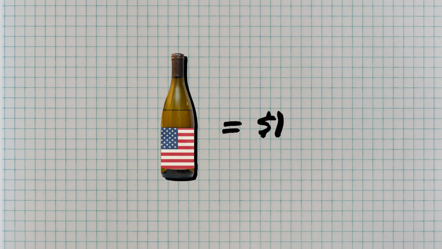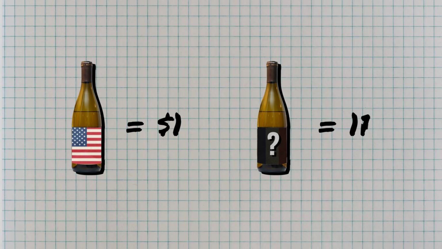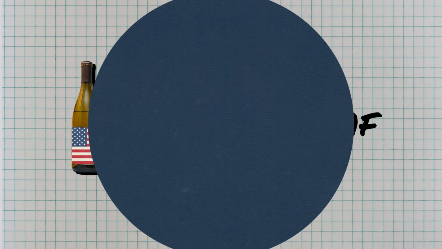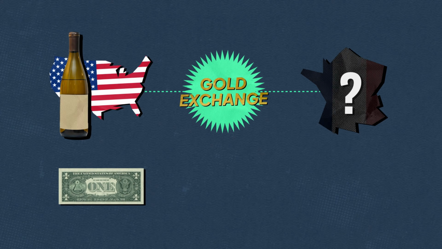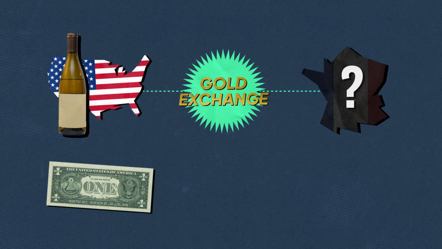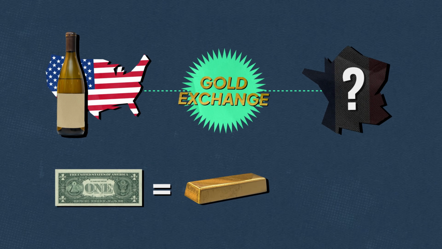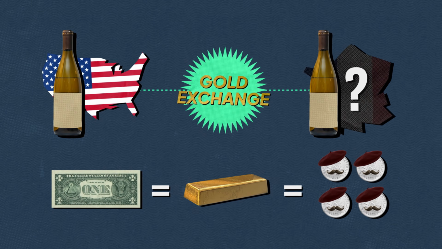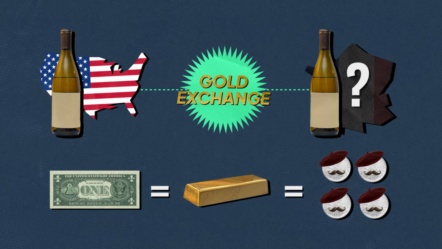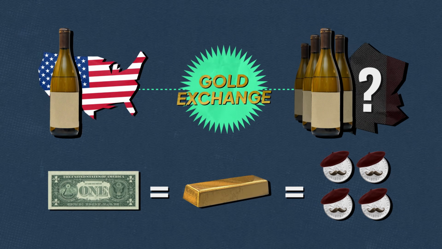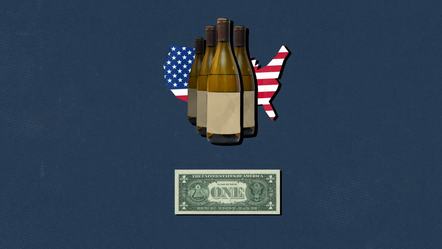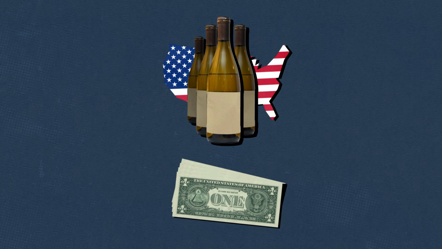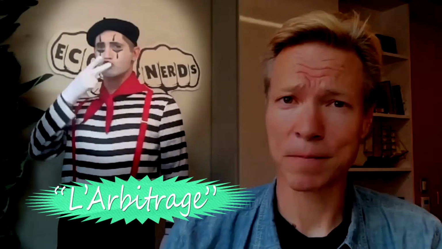Let's say wine cost $1 in the United States and 1 franc in the country that shall not be named. So I have $1. I can buy 1 bottle of wine in the US, or I can take my dollar, exchange it for an ounce of gold, and then exchange that for 4 francs. A bottle of wine, remember, in the unnamed country costs 1 franc. So my 4 francs can buy 4 bottles of wine. I could take those back to the US and then sell them for $1 a piece, making $3 in profit. This is called arbitrage, which is a pretty boring word, so let's spice it up by calling it l'arbitrage.